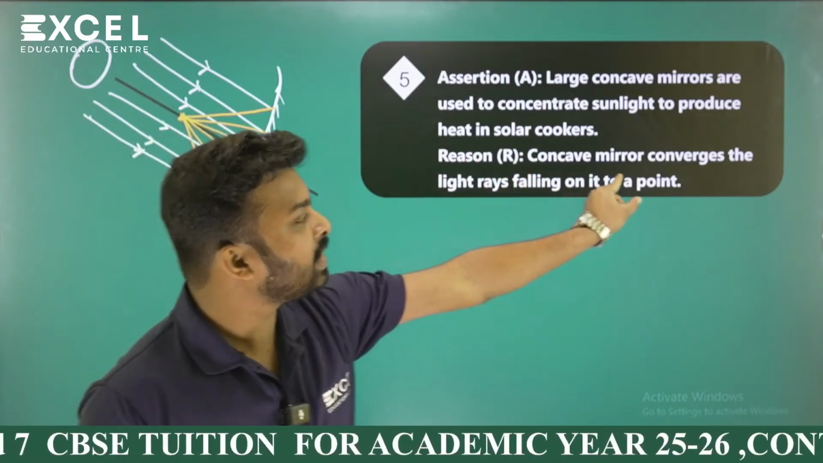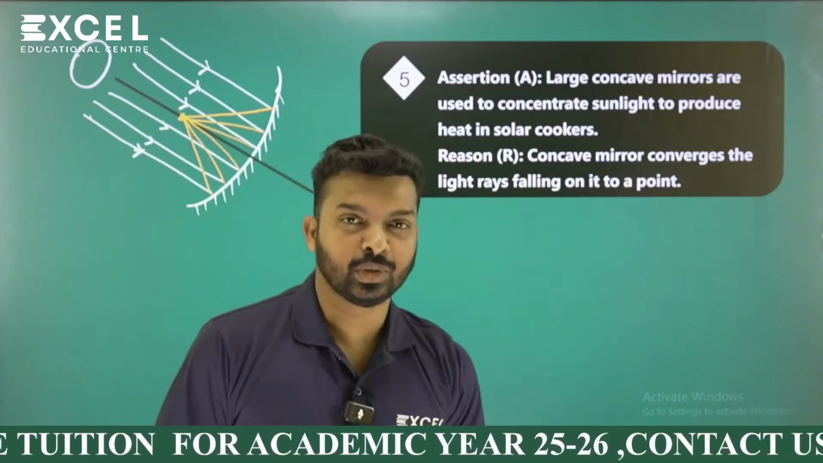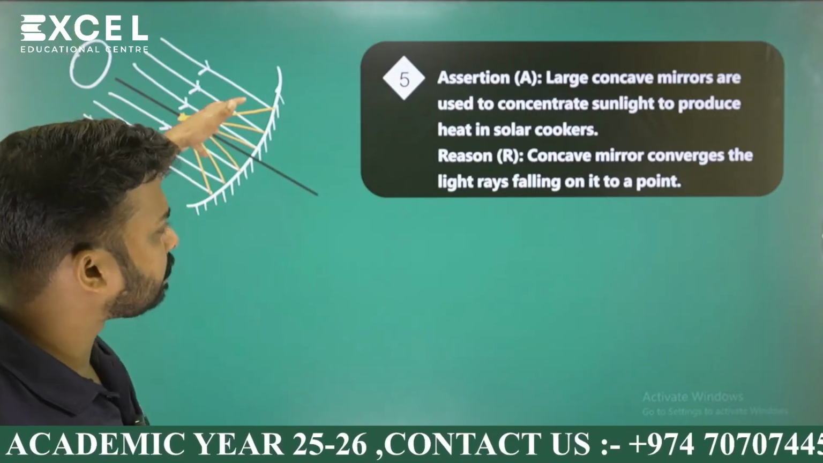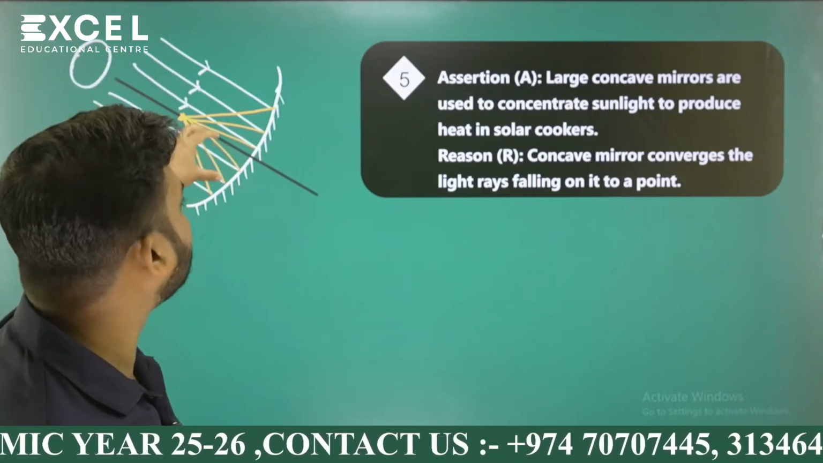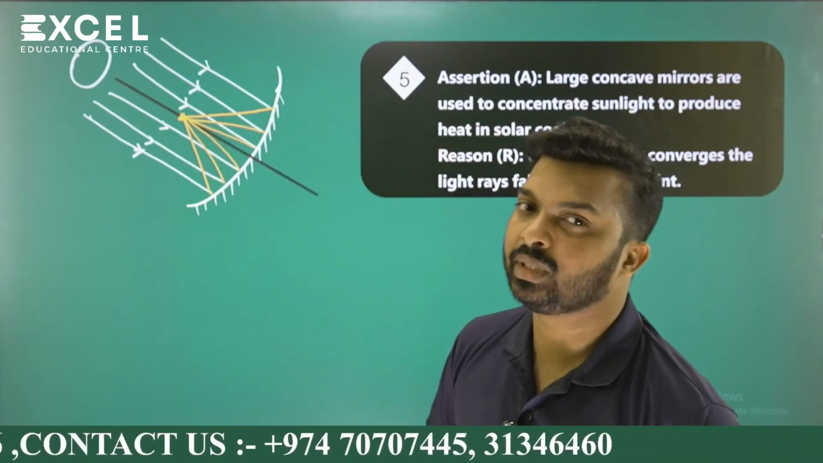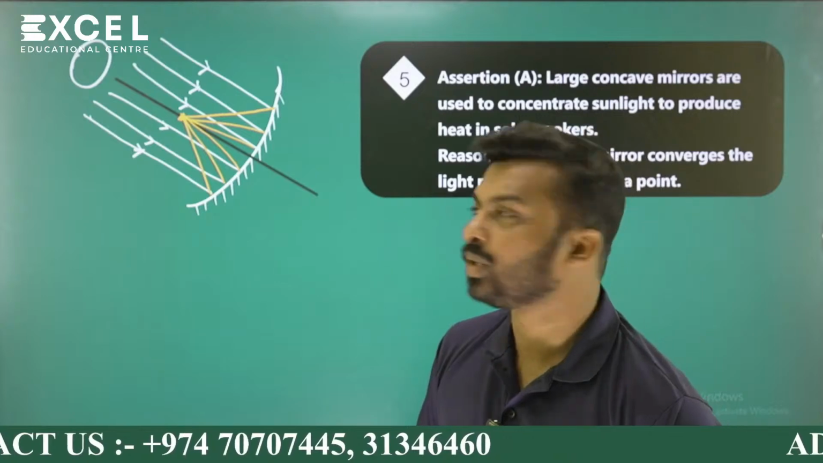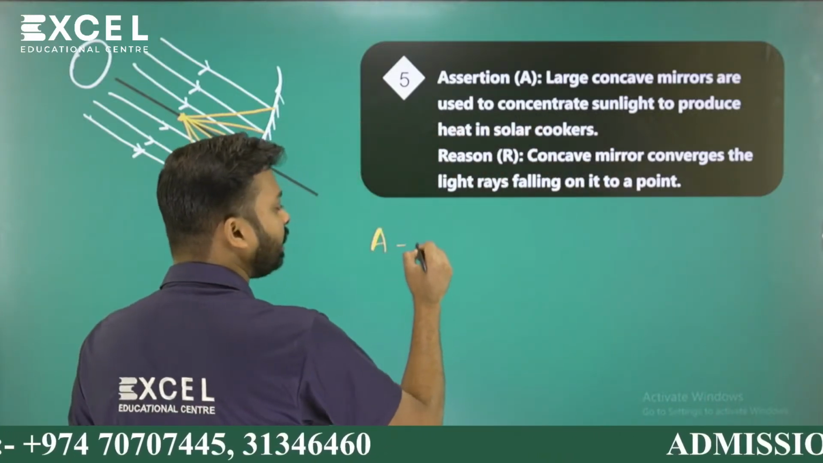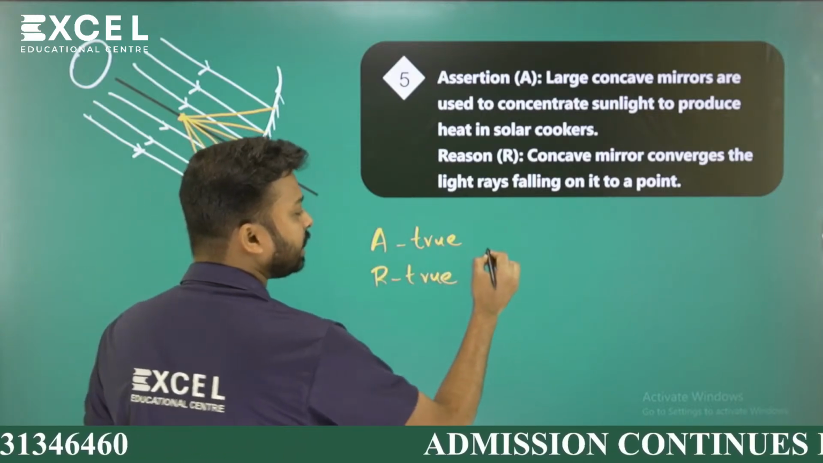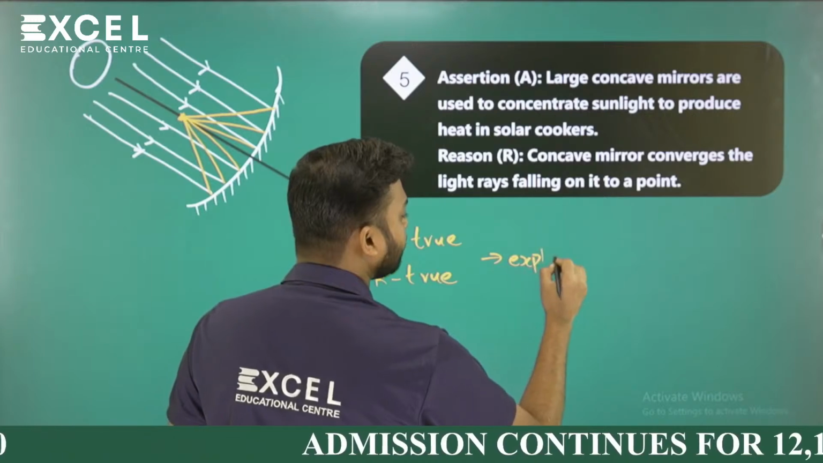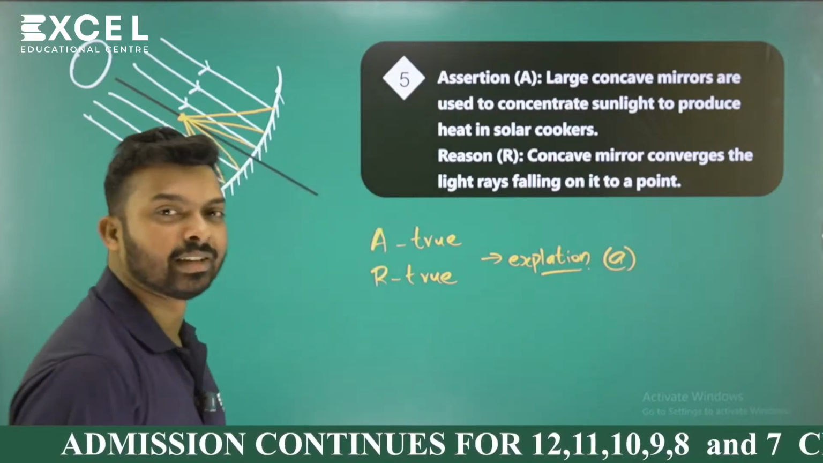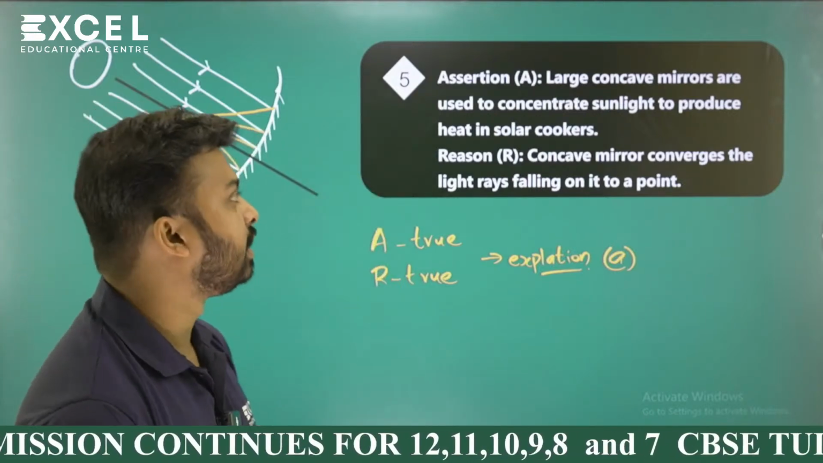And then, a concave mirror converges the light rays falling on it into a point. That is exactly what we are using here. All those rays which come parallel will be converging and directly focused to this particular focus. Understood? That is the principle of this. So here the assertion is true, the reason is also true, and the reason is the right explanation of the assertion. So option A is the right answer. Understood? Okay or not? Fine.